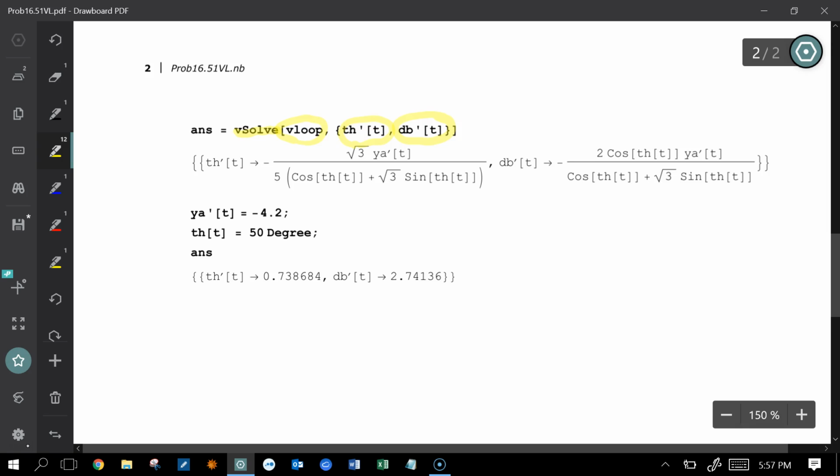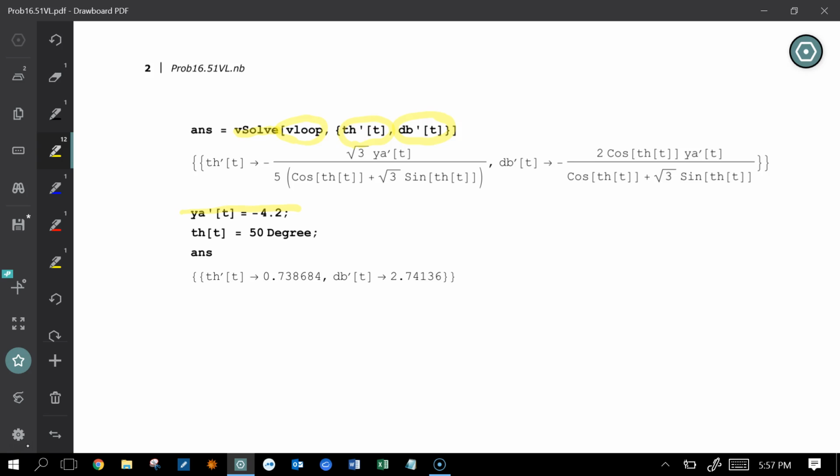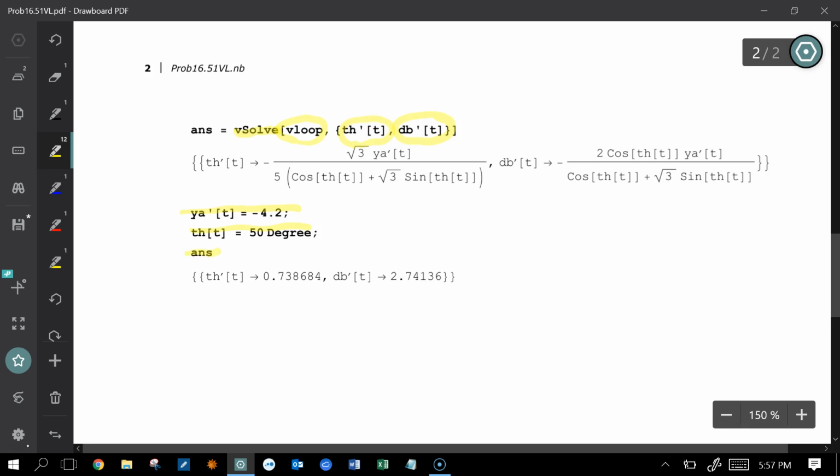Now, if you notice, it has the variables, right? It has th, it's got ya. I need to tell it what those are. Now that I've finished the derivatives, I can plug it in. So here, this is the easiest way to do it. So ya dot is a negative 4.2 because ya is getting smaller. And so that's why the derivative is a negative 4.2. Theta was given as 50 degrees. And then I just say, define those, and then say, tell me what the answer is, and bang, it gives me the same answer it gave me for special points. Okay, that's it for this one.